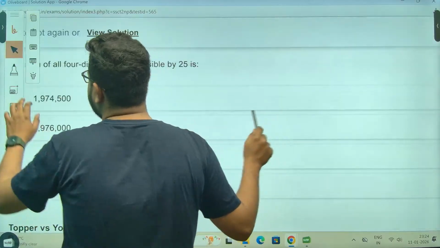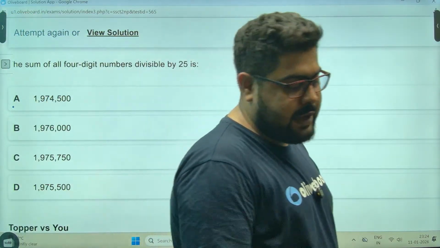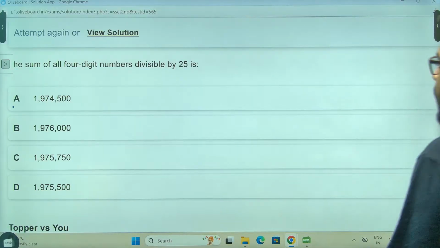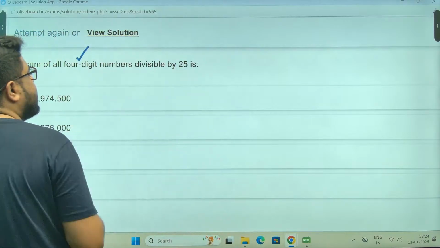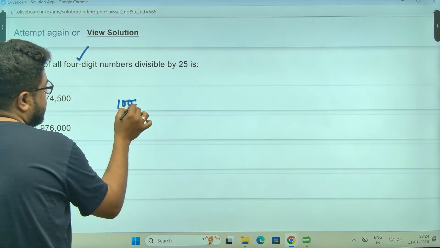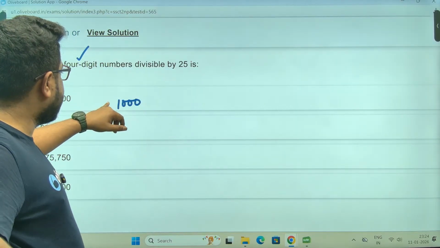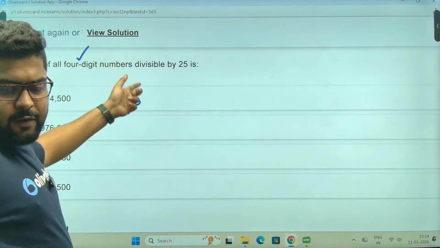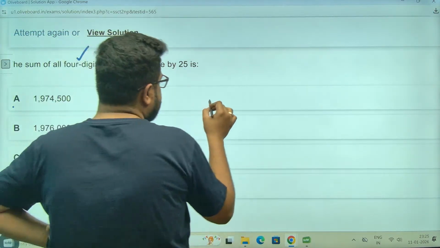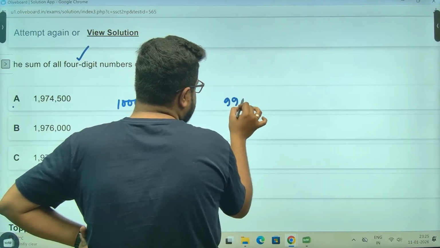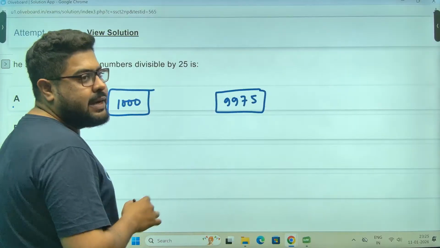Done. Sum of all 4-digit numbers divisible by 25. This is a good question of AP. Figure out the lowest 4-digit number that is divisible by 25. Sir, 1000. Right? This itself is divisible by 25. And the highest number, 10,000, is also divisible, so the last 4-digit number divisible by 25 is 9975.